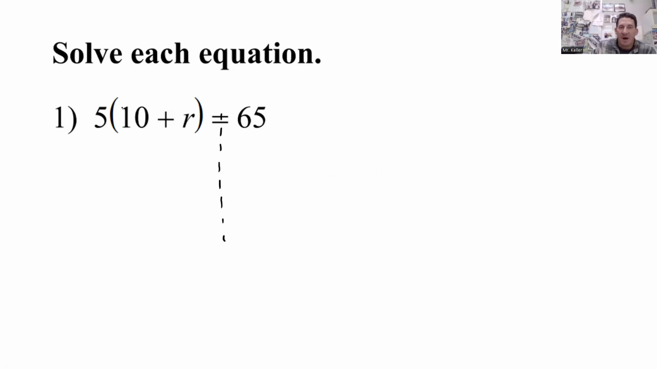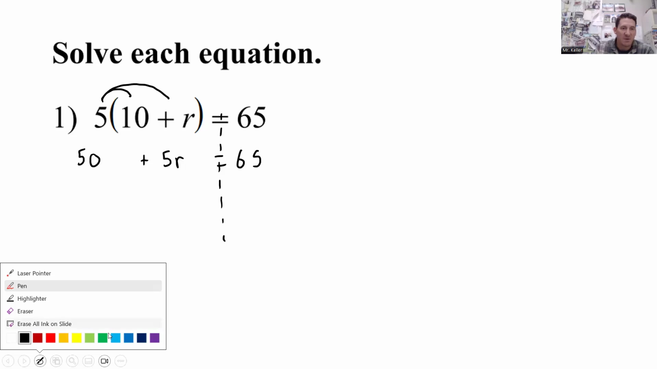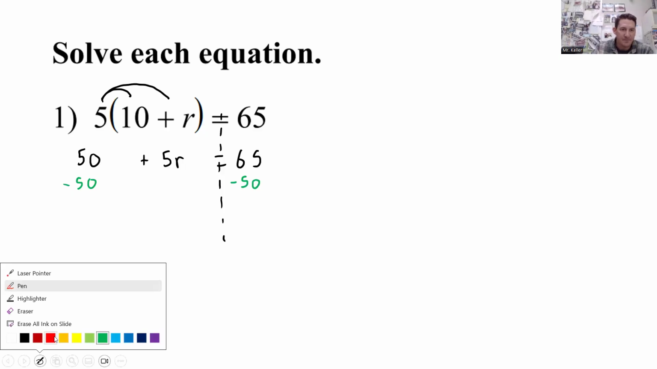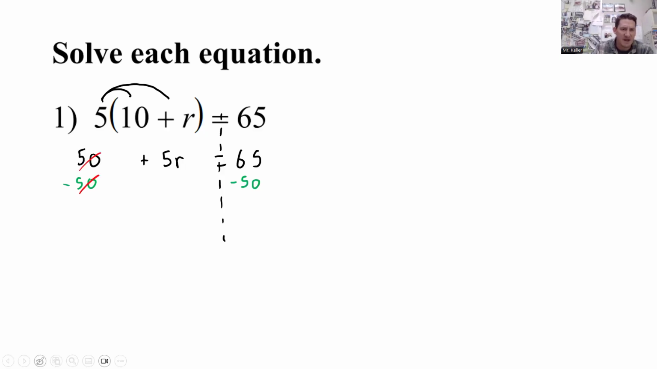For this one, you need to distribute before you solve. So 5 times 10 is 50. 5 times r is 5r. 65, once you're here, you can just solve like we've been doing. I'm going to take care of that 50 first. Subtract 50. Whatever you do to one side, you have to do the other. So positive 50 minus 50 cancels out. You get 5r is equal to 65 minus 50 is 15.